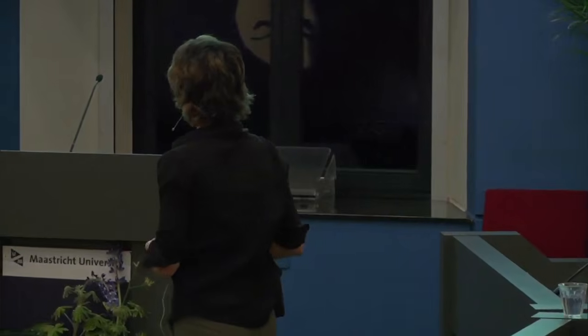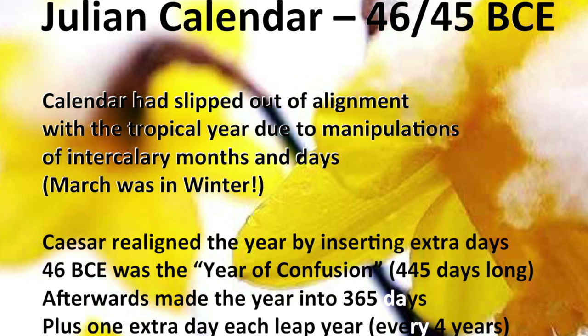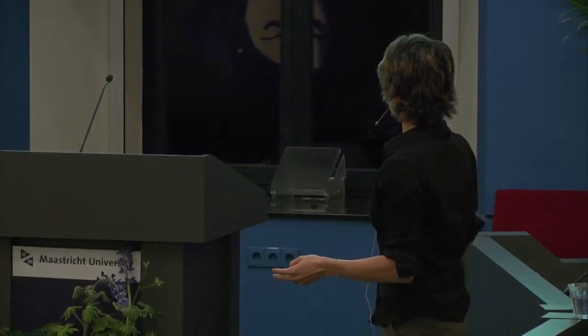And what he did was he decided to get everything back in line by introducing all of the days that had shifted out of alignment into one year. So in the year 46 BC, he decided to add all of these extra days so that the year was actually 445 days long in total. And that brought everything back into alignment. It shifted March back into the springtime where it was intended to be.